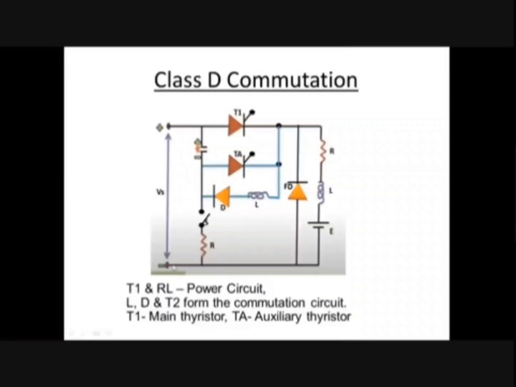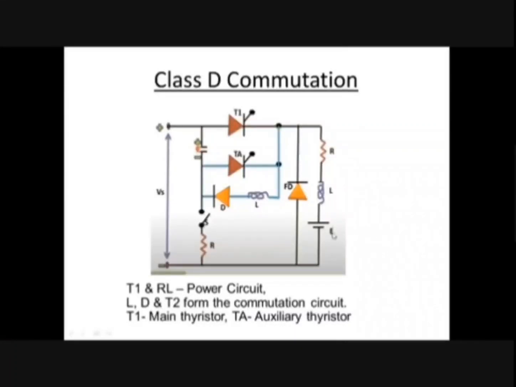as a main circuit. This RLE combination is nothing but the load. For example, if you take a DC motor, the winding will have its own resistance and inductance. So this R represents the winding resistance, and L represents the winding inductance.